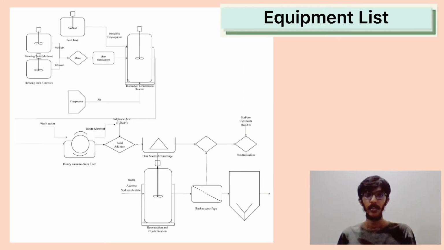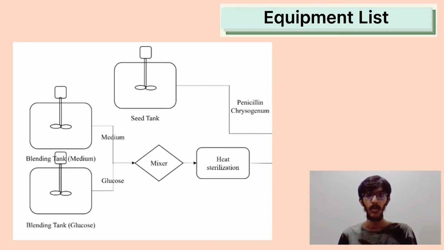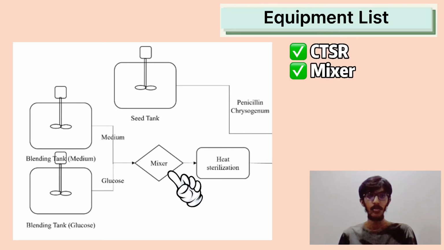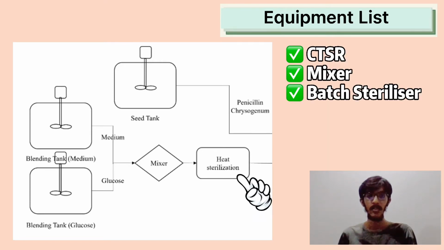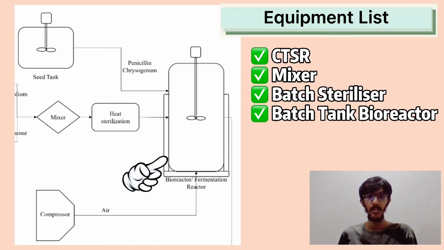The list of equipment used starts with the continuous stirred tank reactor or CSTR. They are used as blending tanks. Next, a mixer is used to mix different liquid feed streams uniformly. Then, a batch sterilizer is used to remove microbial contamination by high temperature using steam flow. The main unit is the batch tank bioreactor for fermentation.